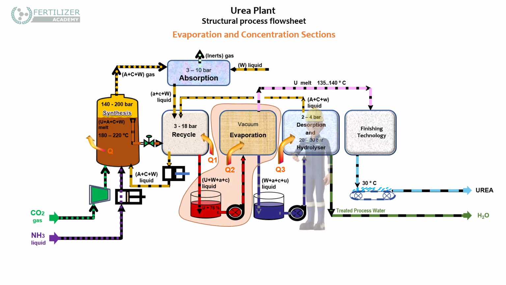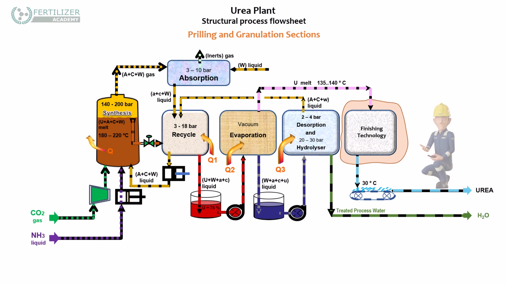Lesson 7. Evaporation and concentration sections. This lesson focuses on the evaporation and concentration sections of a urea plant, where the urea solution is concentrated to the required level. The main process principles, operating conditions, and the role of these sections in preparing the product for final processing are introduced.